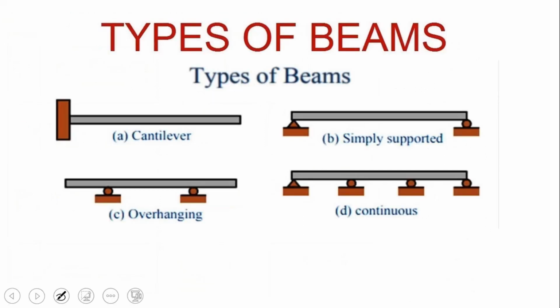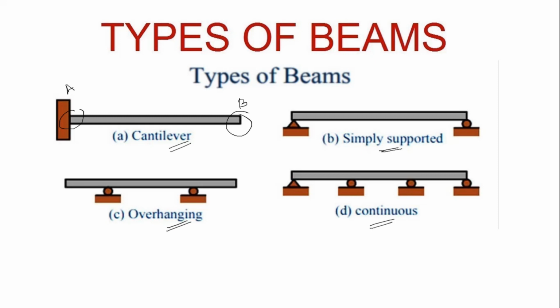Now, let us discuss types of beams. Types of beams are divided into 4 categories: cantilever beam, simply supported beam, overhanging beam, and continuous beam. Let us discuss one by one. What is meant by a cantilever beam? A cantilever beam is one that is fixed at one end and free at the other end. So, this type of beam is called a cantilever beam. End A is fixed and end B is free.